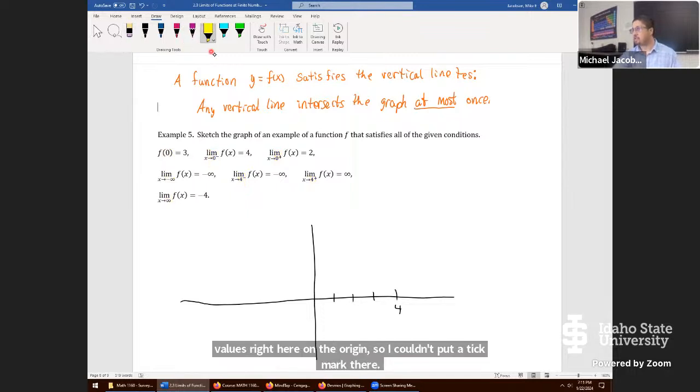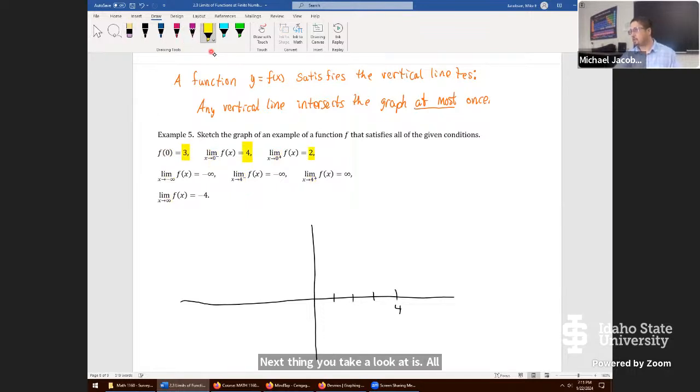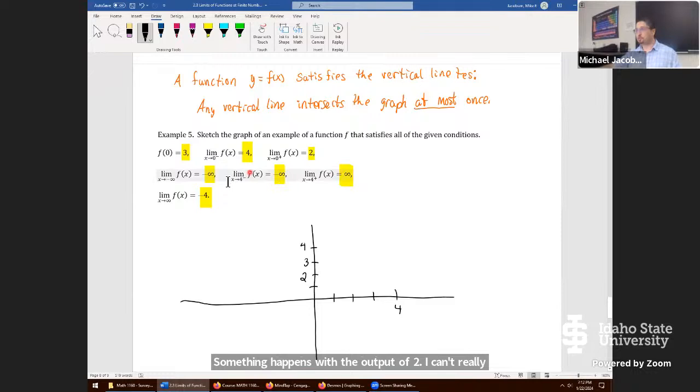Next thing to take a look at is all of these outputs. Outputs to the function, outputs to the limits, whether they're values that existed or not. These are all good to look at. Essentially what we're doing is we're looking before we leap. That's good in math as it is in real life. So f at 0 is 3, which means we should have 1, 2, 3, something around here. There's also an output of 4. Something happens with an output of 2. I can't really do much with the infinities, but it's good to be aware that they're there. So not much on row 2. But you can do something with this one.